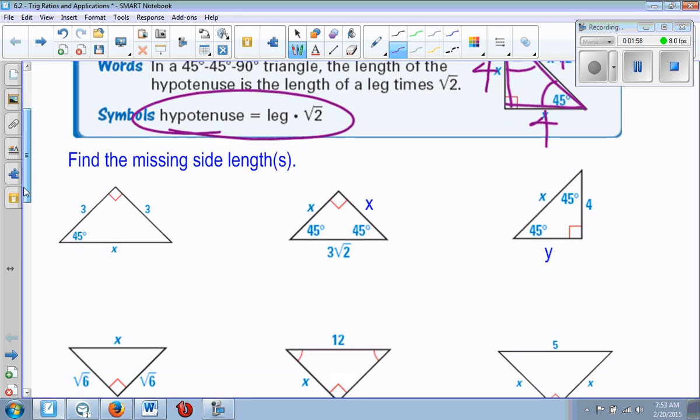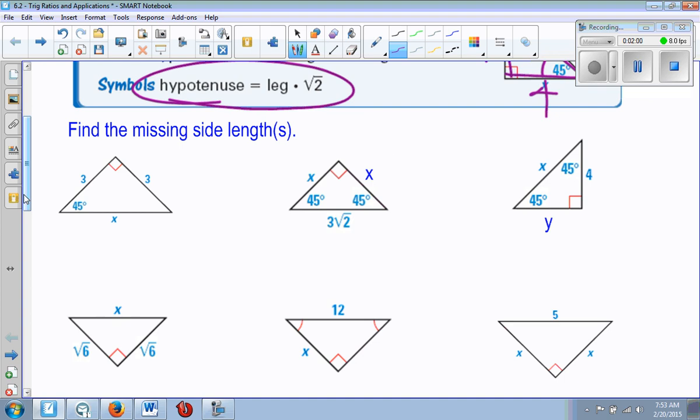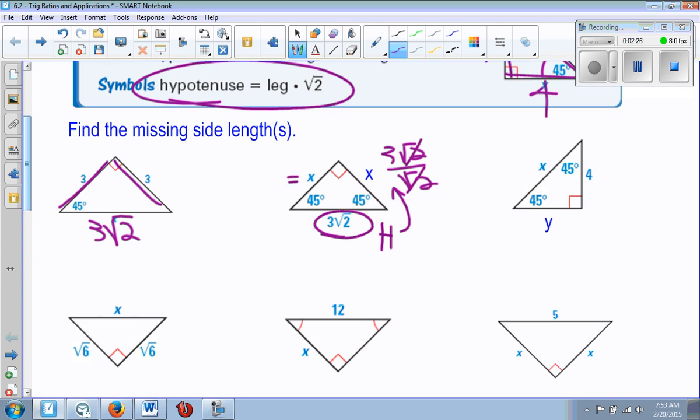So coming down, looking at the problems that are there, the first one, I have both legs labeled as 3. So all I have to do is multiply by the square root of 2, and the hypotenuse is 3 root 2. In the next triangle, it's actually the exact same triangle. Notice this time that you're given the hypotenuse, and if you want to go backwards to find the leg, we're going to divide by root 2. So very simply, if you divide by root 2, they cancel out, and each of these x's is just 3.